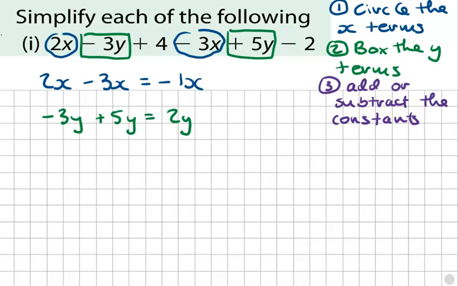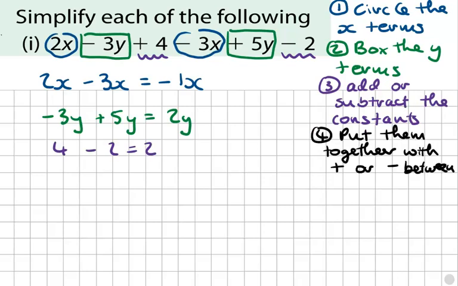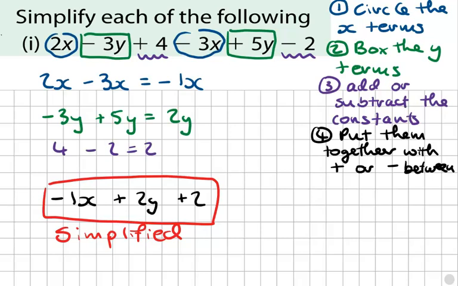Step 3, add or subtract the constants. So 4 minus 2 gives us 2. Step 4, put them together with plus or minus in between. So we have minus 1x plus 2y plus 2. And this is our simplified answer.